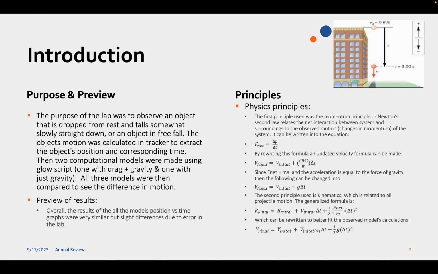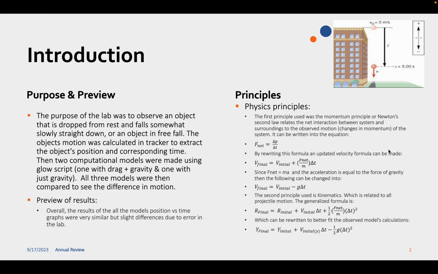The purpose of this lab was to create a model where we had an object in free fall motion, where it's dropped from rest and falls straight down. We used Tracker to create a position versus time graph for the observational model, and GlowScript to create two computational models where there's differing net forces.